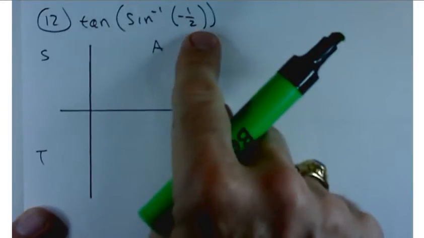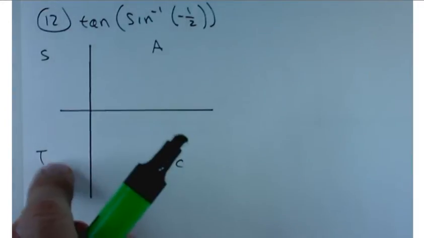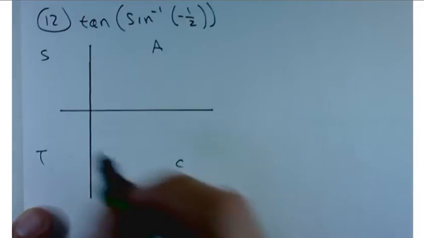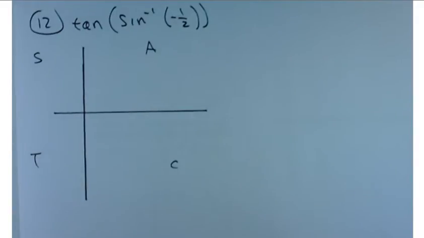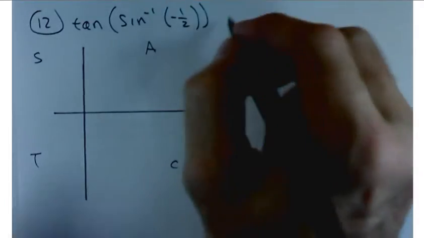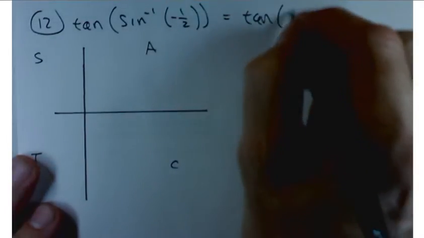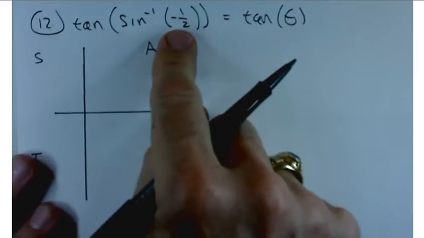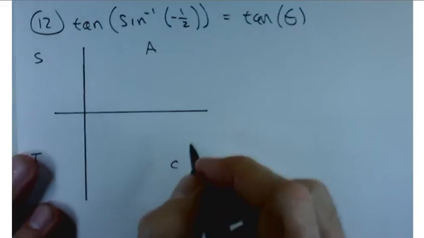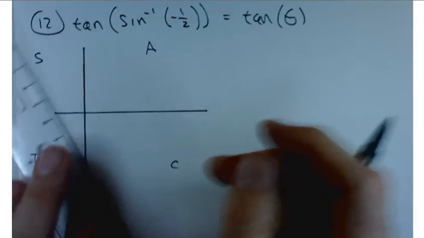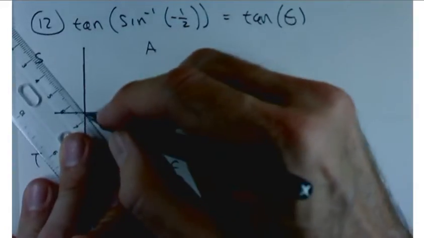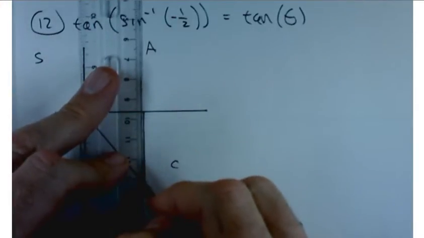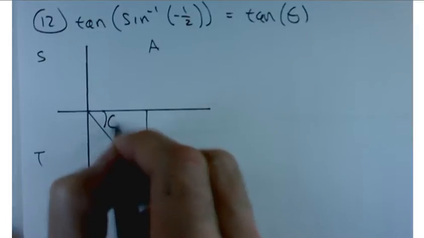But when we take the inverse sine of something, can I get a third quadrant angle? No. So I have to draw something in this quadrant. Let's draw an angle in that quadrant. Call it theta. And what do we know about theta? What's the sine of theta going to equal? Negative 1/2. So let's see if we can draw an angle that satisfies that. And I'm not trying to draw it to scale. Here's theta.